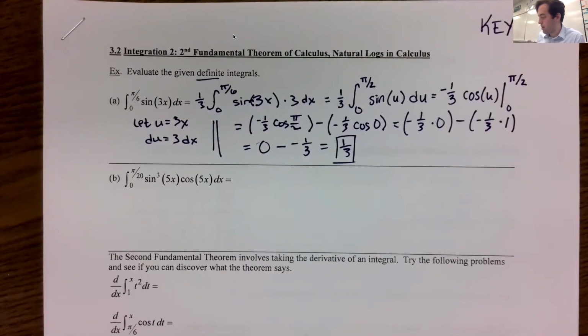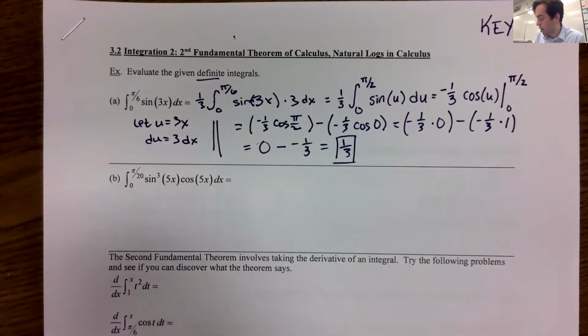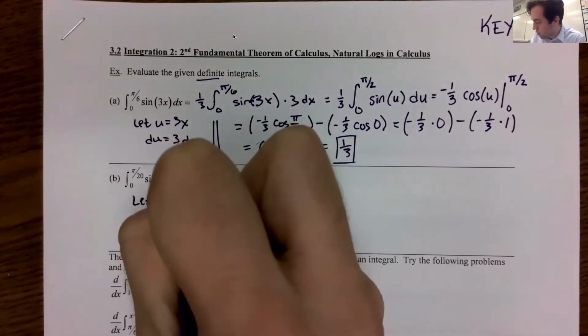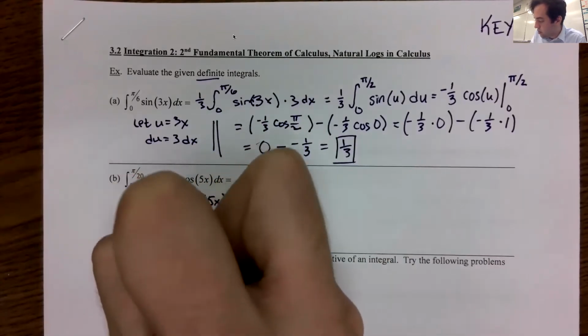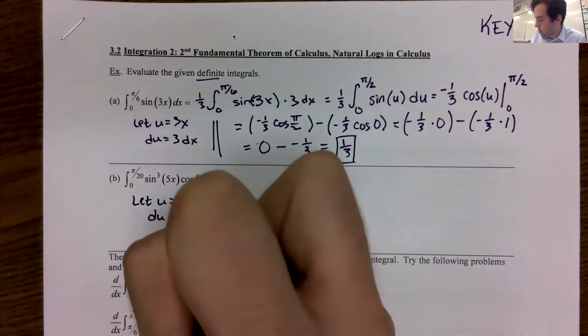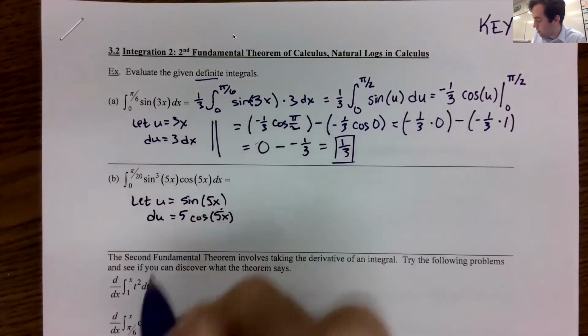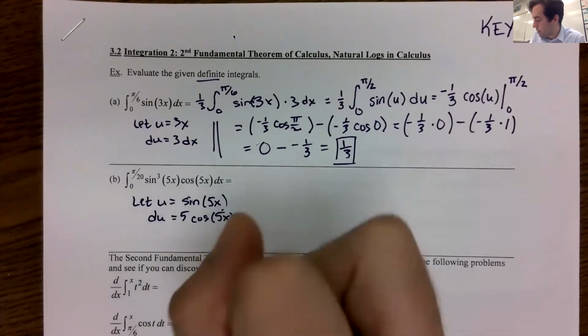This time, I can see we have a composition of functions over here. The sine of 5x is to the 3rd power. So I'm going to let u equal the sine of 5x. And du will be the derivative, which is going to be cosine of 5x times 5, because we multiply by the derivative of the inside.